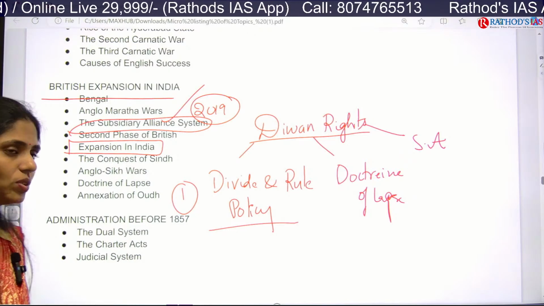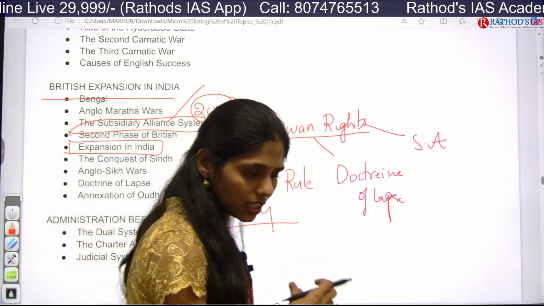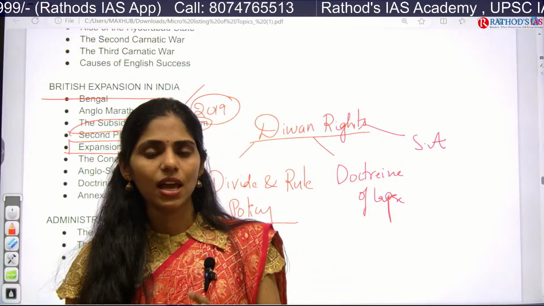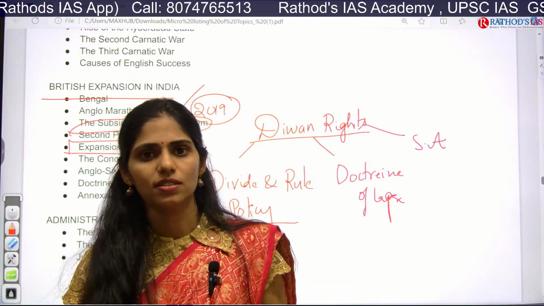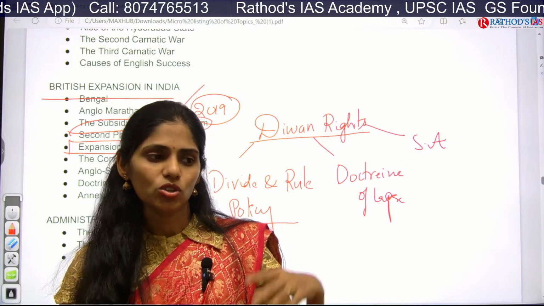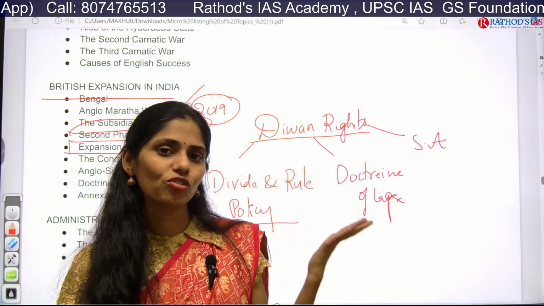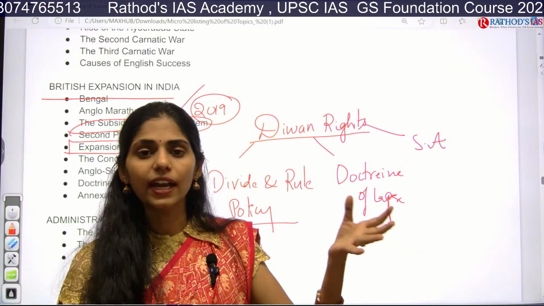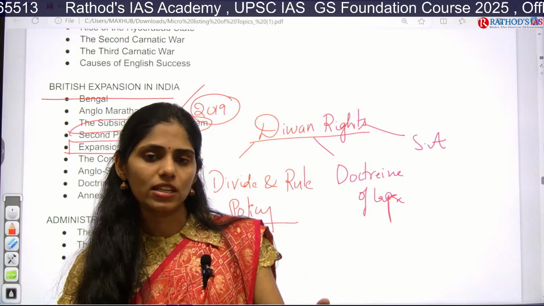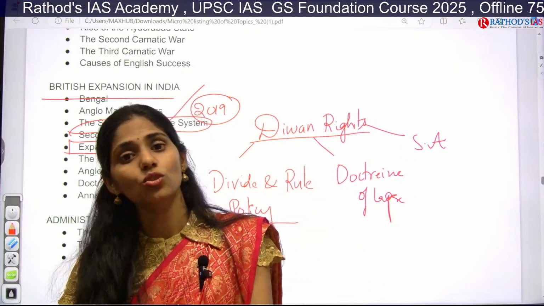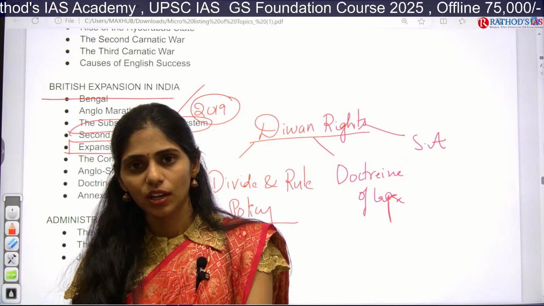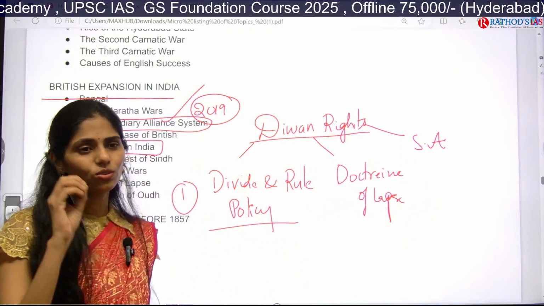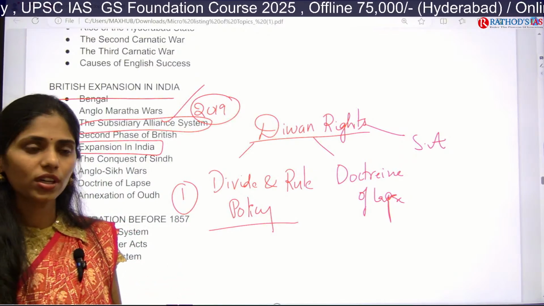Whenever you are reading this history, you have to connect or interlink the events. For example, the Black Hole tragedy, what is this? Why did this happen? Why did they come with the expansion of forts of Britishers? How did Siraj-ud-Daulah go, and what is this Black Hole tragedy? After this Black Hole tragedy, what happened? In this way, everything is interconnected in history. Don't skip anything. It will be like a story.